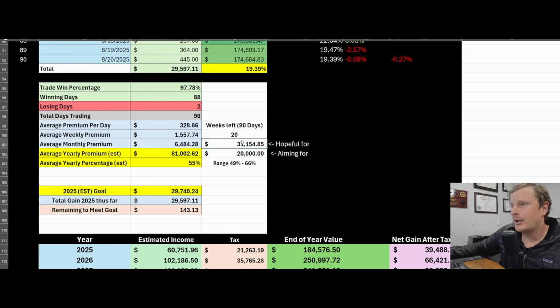Looking at my trading performance, I'm averaging about $328 per day. I'm averaging about $1,557 per week.